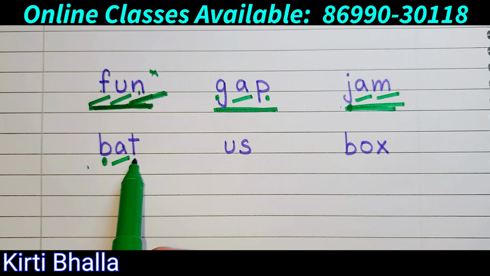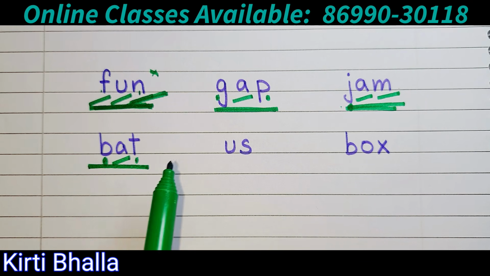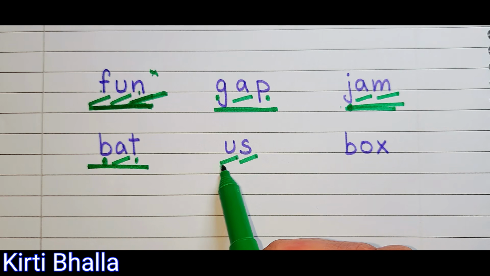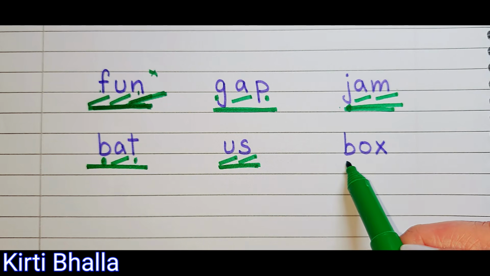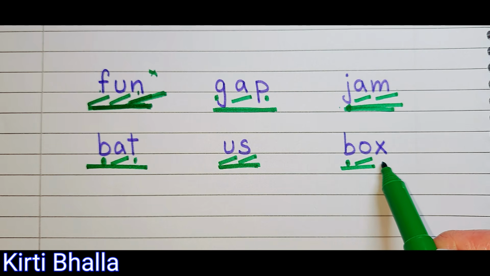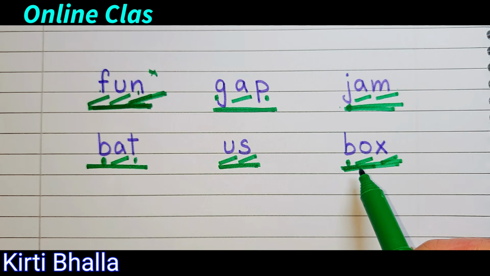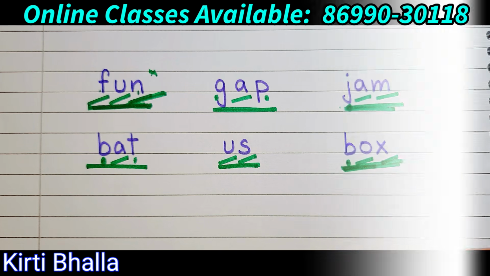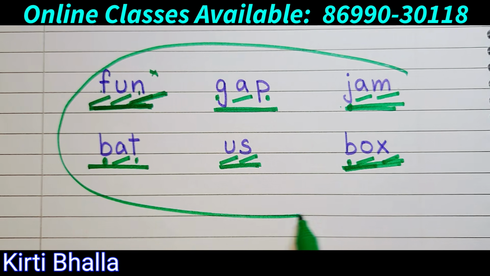Next is bat, bat. It is not batter. It is bat. Next, us. It is not us. It is us. Next, box, box. It is not boxer. It is box. So the correct pronunciation of the phonics sounds will help you to read the words correctly.